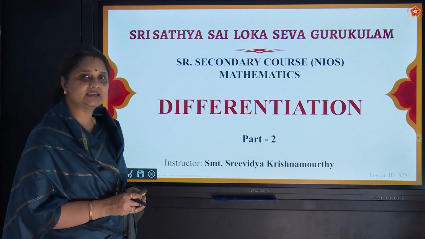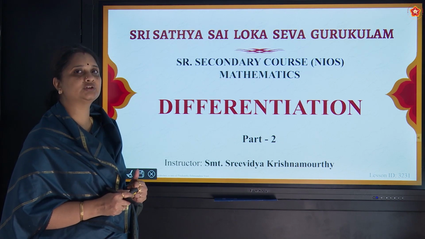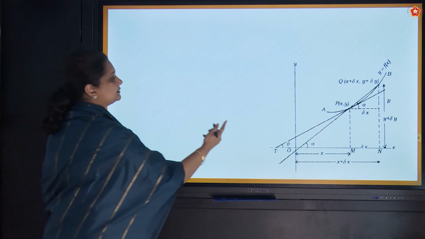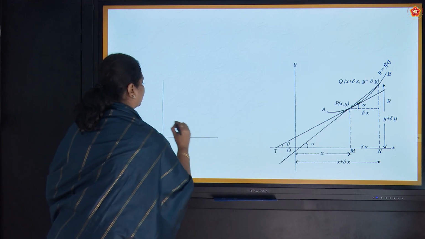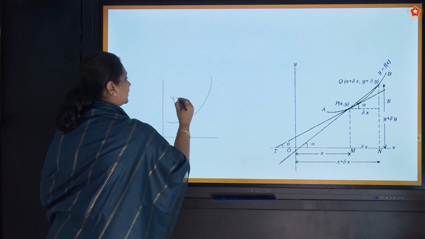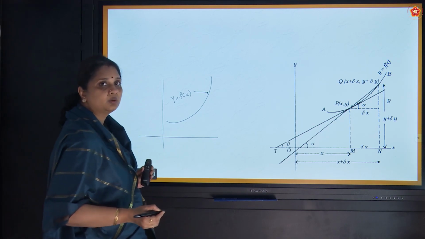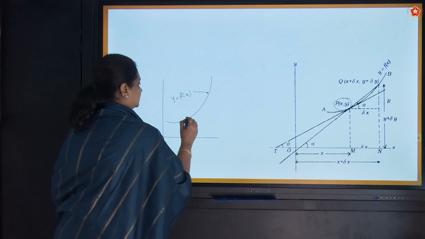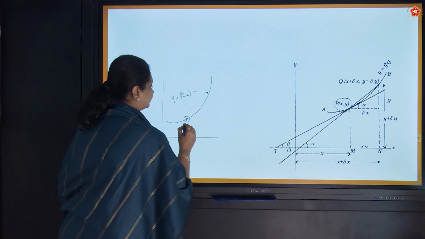So we've been learning differentiation. In today's class, we are going to see the geometrical representation of differentiation. So let's consider a curve. Let this represent the function y is equal to f of x. We are considering any point P, x comma y on the curve.